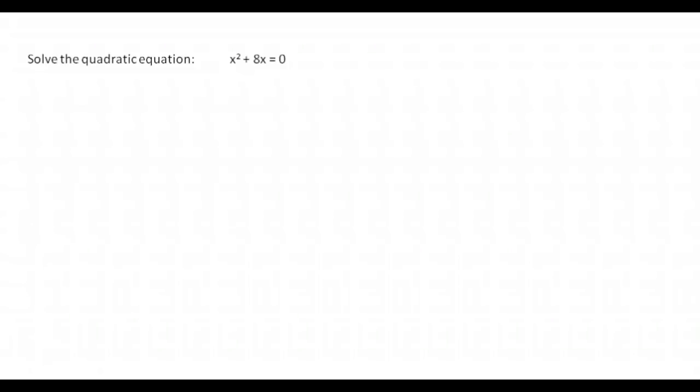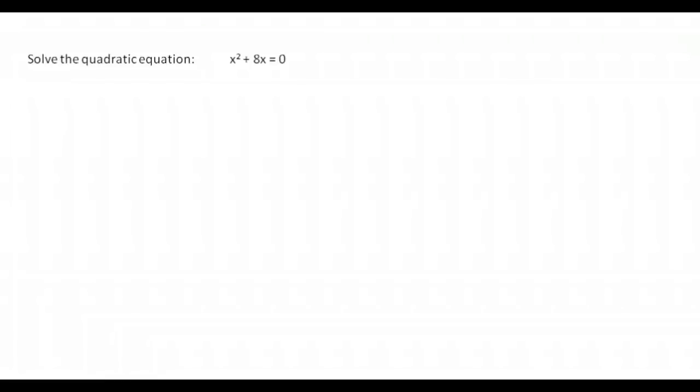All right, here we have another example. Again, when we look at this equation, we notice that we have an x squared and we have an x term. So we know we can't just take the square root of both sides to solve this. We have to actually do factoring, or again, completing the square or the quadratic formula if you're familiar with those.